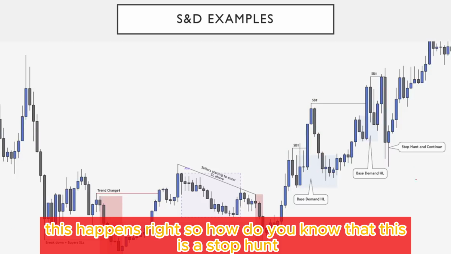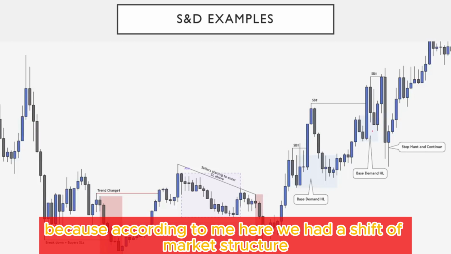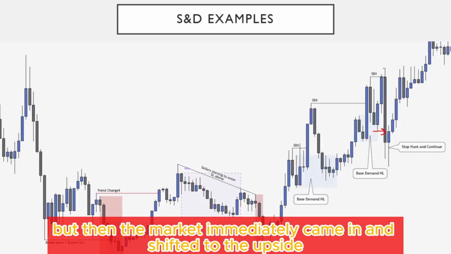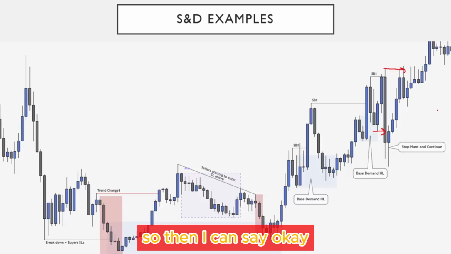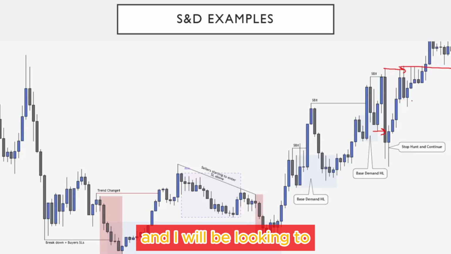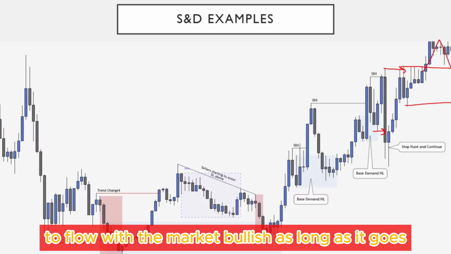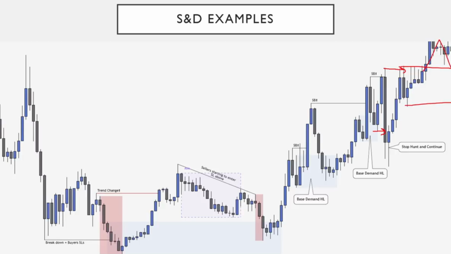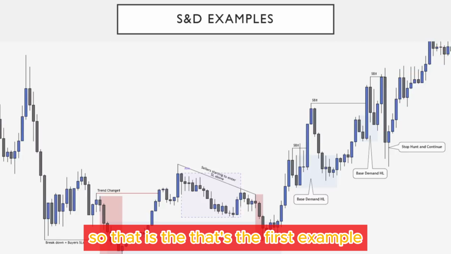So how do you know that this is a stop hunt? Because according to me here, we have a shift of market structure, but then the market immediately came in and shifted to the upside. So then I can say, okay, well, yeah, this was a liquidity gap right now. We're bullish again, and I will be looking to flow with the market bullish as long as it goes. So that's the first example.